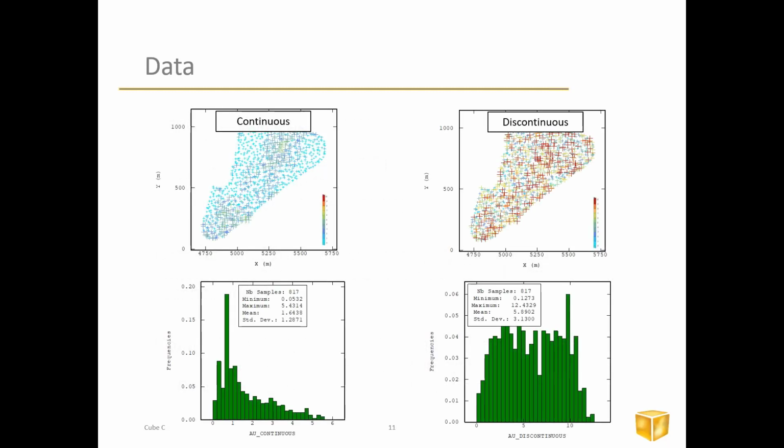So this is the data set for the continuous and the discontinuous. I can see some people smiling because it's the Walker Lake data set tutorial from Isatis that we modified a little bit. The continuous data set is lower grade, has a low variance and a lower standard deviation. The discontinuous data set, you can see it's all erratic, very chaotic. It's higher grade and has a higher variance as well.